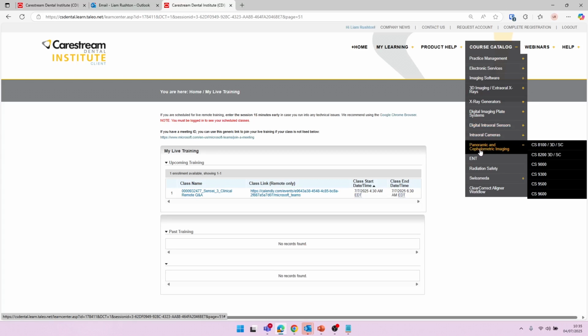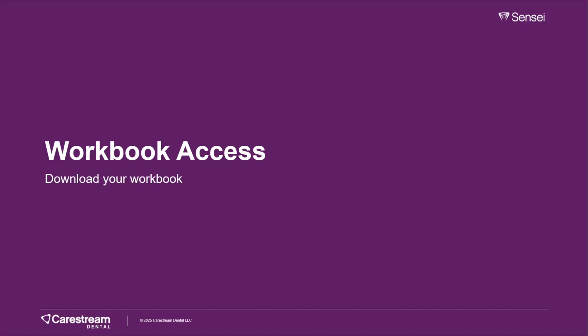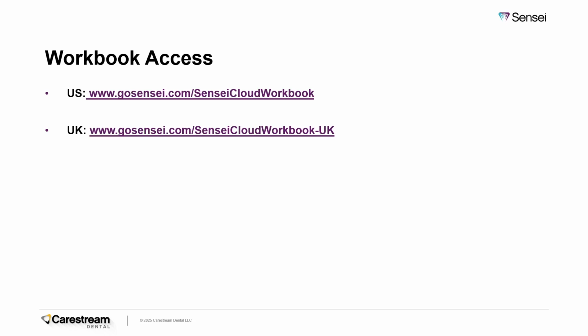Now, let's talk about the Sensei Cloud Training Workbook. This is your go-to guide throughout the training process. To access it, just head to one of the links displayed on screen. So for the US, that is www.gosensei.com/Sensei Cloud Workbook, and for the UK, the same link but with -UK at the end.